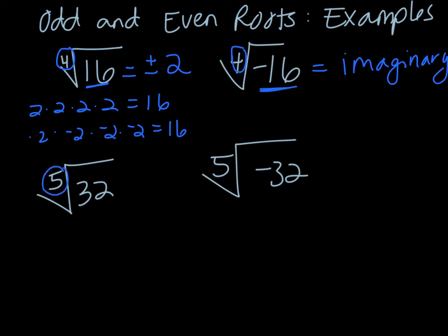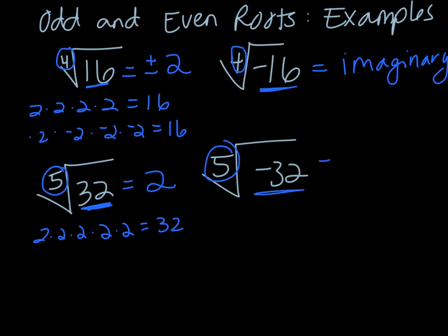If I were to take the fifth root, which is odd, of positive 32, the only number that works for that is 2, because 2 times 2 times 2 times 2 times 2 is 32. If I take the odd root of a negative 32, the only number that works for that is negative 2, because negative 2 times itself 5 times is the only number that's going to give me negative 32.